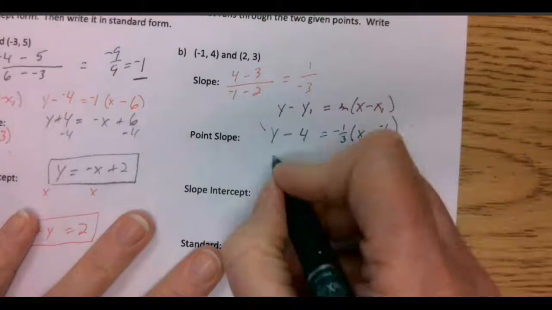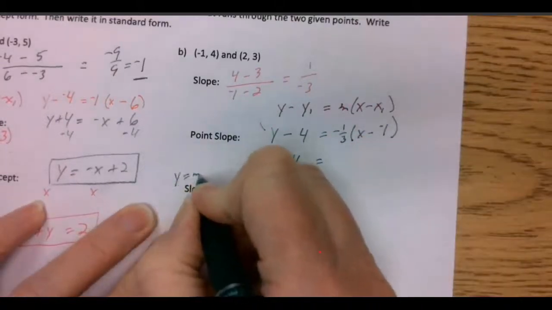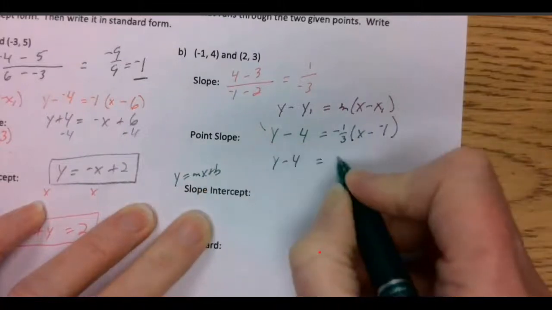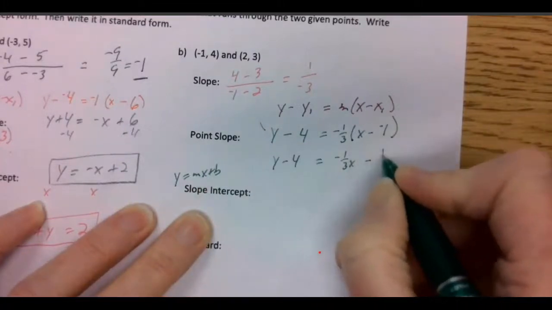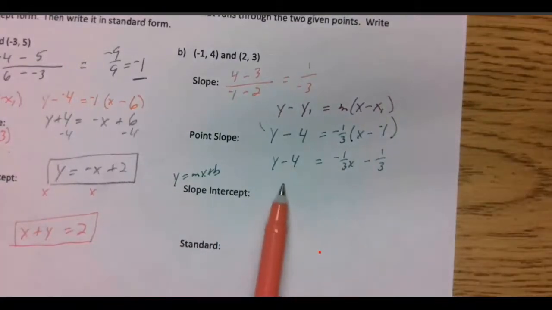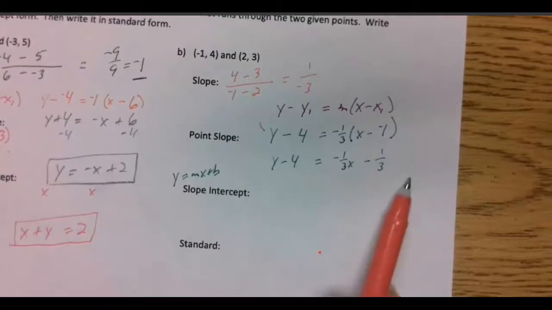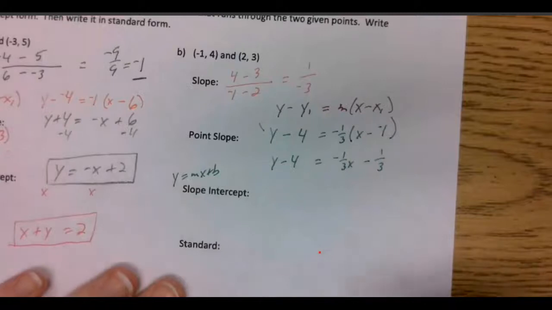So now we're going to clean it up, so y minus 4, because we're going to slope-intercept form, get y by itself. So I get negative 1/3 x. That's plus a positive, so that's going to be minus 1/3. Now, you could add 4 bringing it over, but let's clear those fractions. To get it to standard form, we're going to clear the fractions.